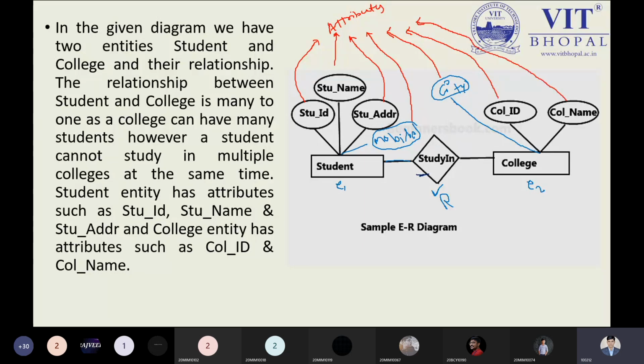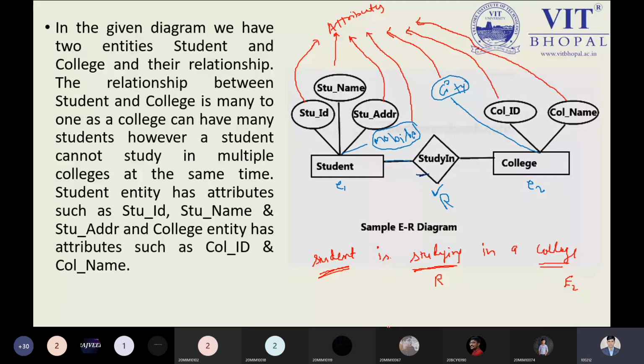So what is written here: a student is studying in a college. You can see the college is a real world entity and the student itself is a real world entity. So we can make a relationship between the student and college. What is the relationship? That is studying. This is the relationship, this would be entity 2 and this would be entity 1.